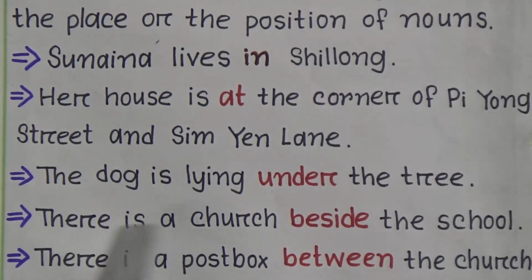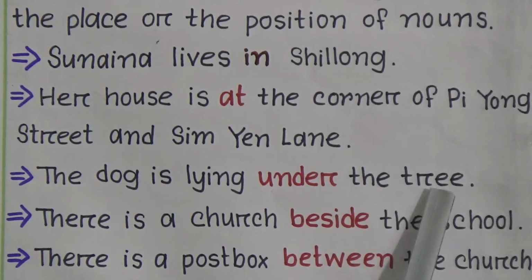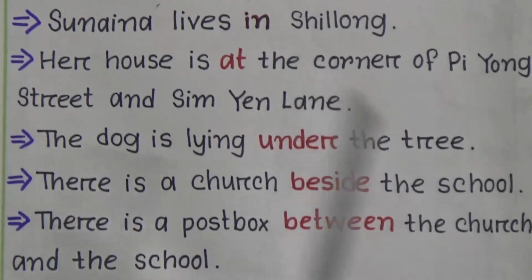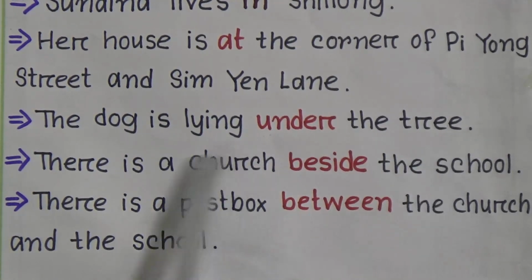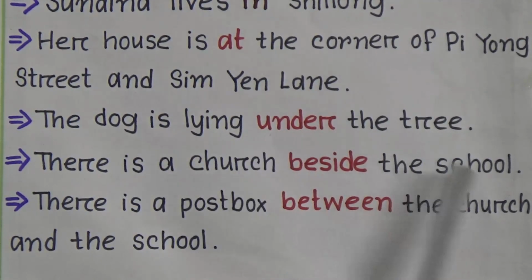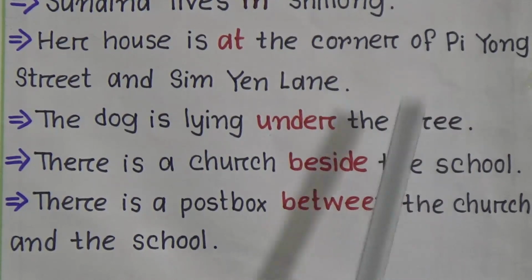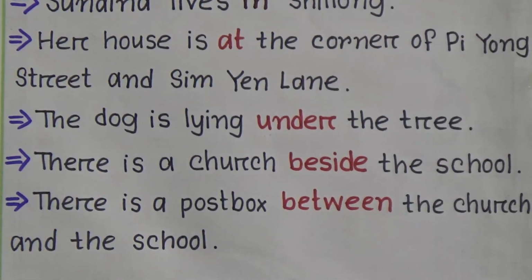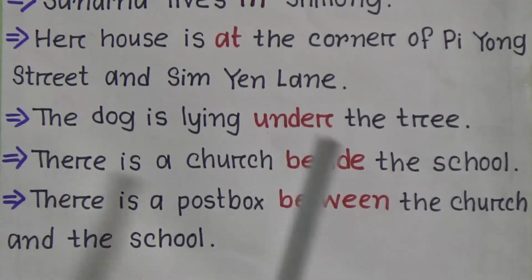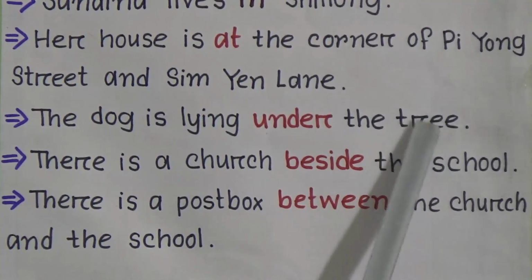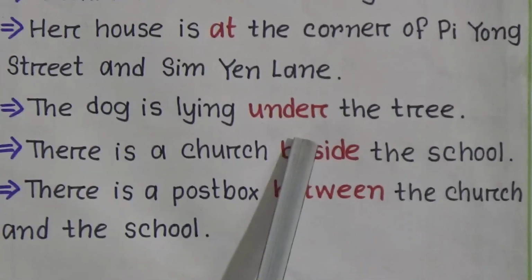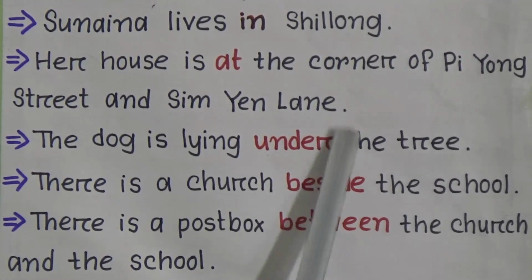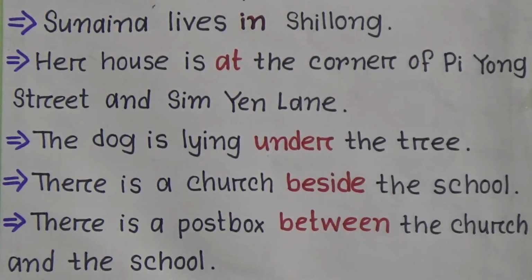Next one, the dog is lying under the tree. So where can a dog lie? Think about a tree: top part and lower part. It's impossible to lie at the top of the tree, so it must be under the tree. So we have to use the preposition under. The dog is lying under the tree.